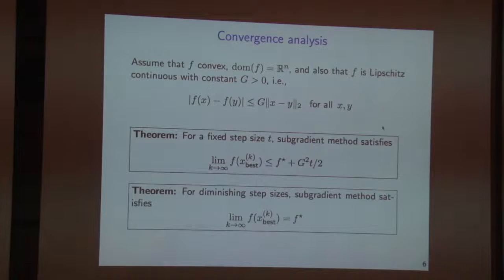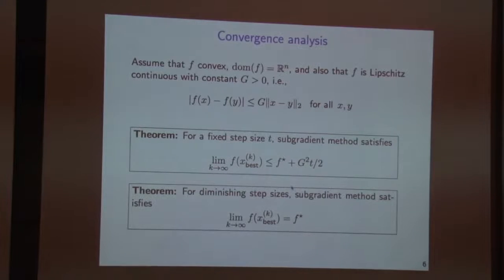The first is that if we fix the step size t, the subgradient method in the limit is suboptimal by an amount G squared times t over 2. G is the Lipschitz constant of the function. So if we use a fixed step size, we're not necessarily going to get the optimal criterion value in the limit as we carry on steps of the algorithm for an arbitrarily long amount of time. But it'll be suboptimal by this amount. You can see the smaller the step size, the smaller this gap between f star and the best achieved criterion value along the sequence of subgradient method iterates.